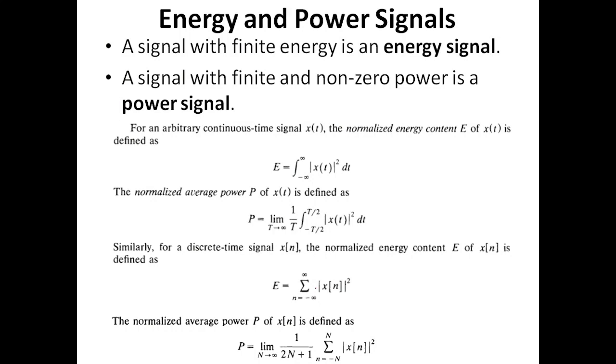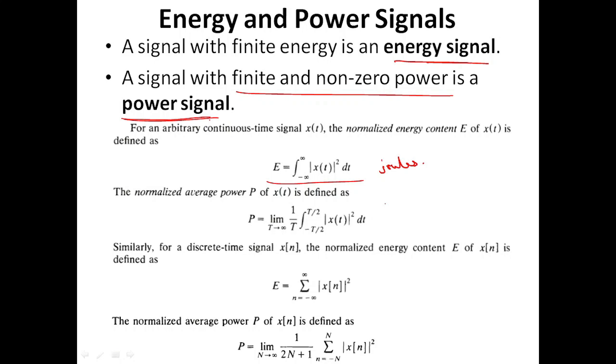Next, coming to energy and power signals. A signal with finite energy is regarded as an energy signal, whereas a signal with finite and non-zero power is regarded as a power signal. Energy is given by this equation, E equals the integration from minus infinity to infinity of modulus of x(t) whole square dt, and energy is given in joules.